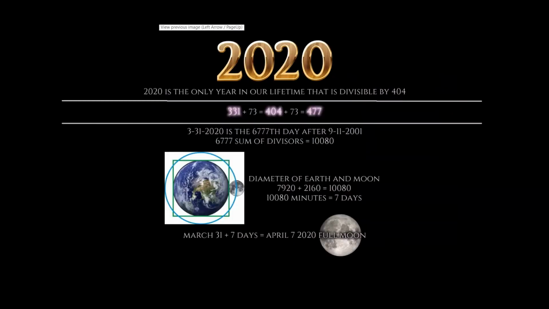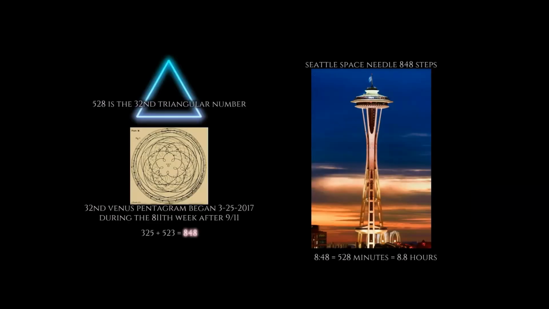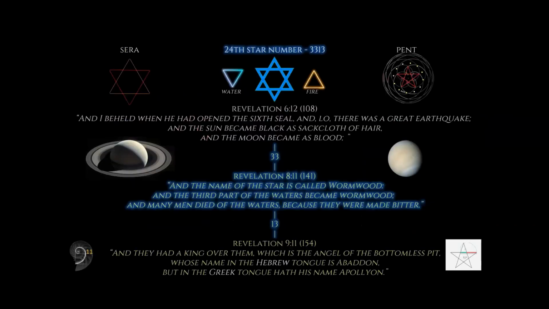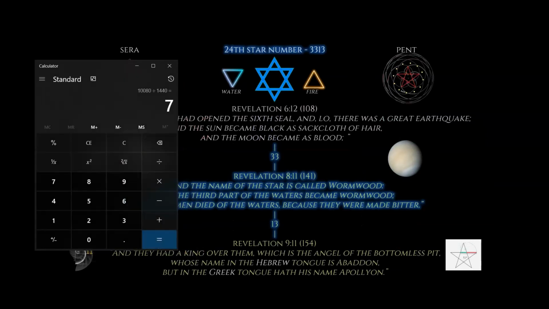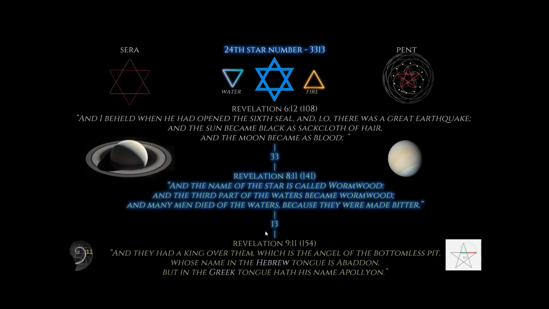And one of the origins of the 1776 is from Revelation 8:11. 8:11 is the 141st verse of Revelation. Take the 3 permutations of 8:11 plus the 3 permutations of 141, and they sum to 1776, which is the founding year.